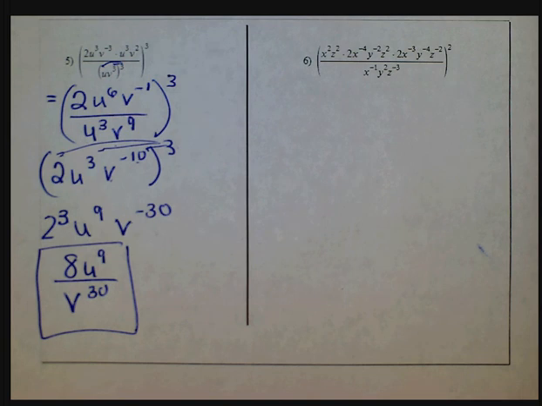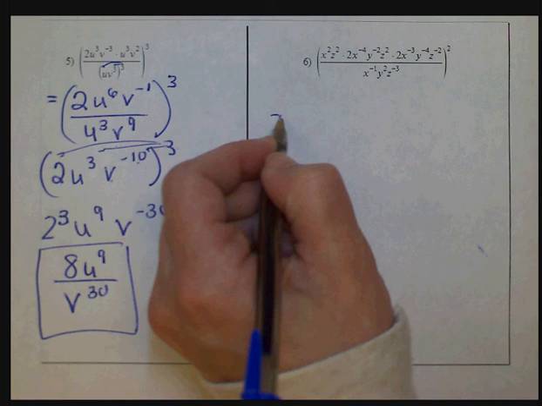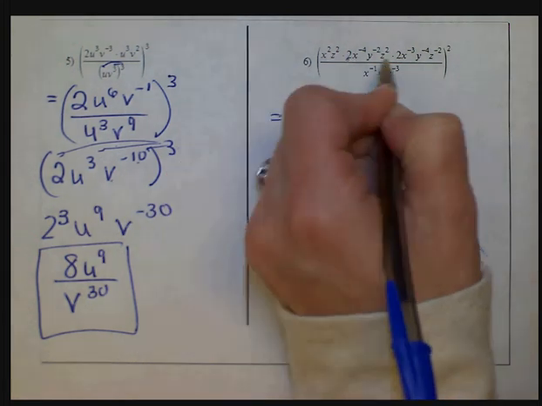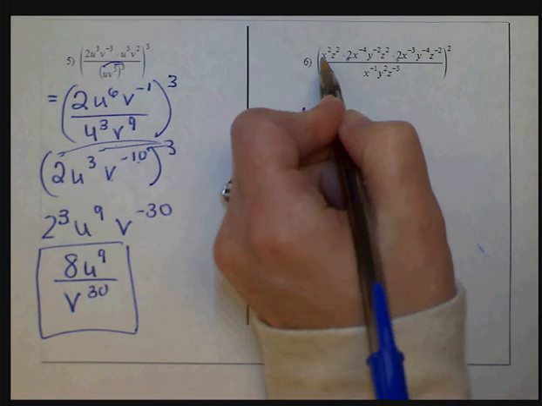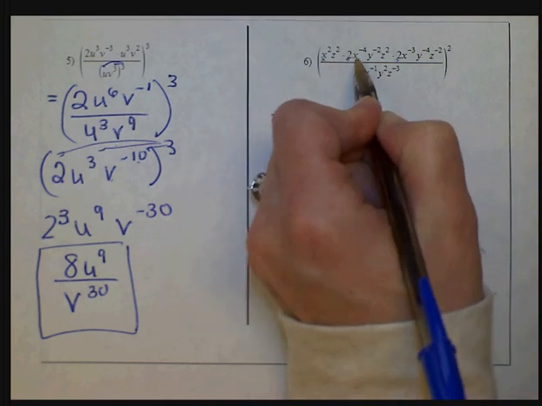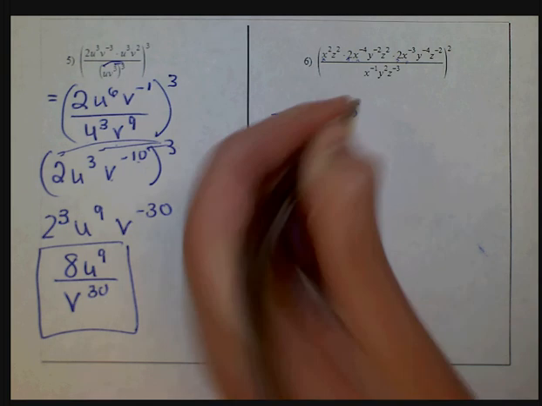Alright, finally, the last problem. Really big mess on top, so I'm going to simplify it. I look for numbers. I have a 2 and a 2, so 2 times 2 is 4. X squared, x to the negative 4, so I add those. I have x to the negative 2. Then I add another x to the negative 3, so that'll give me x to the negative 5.